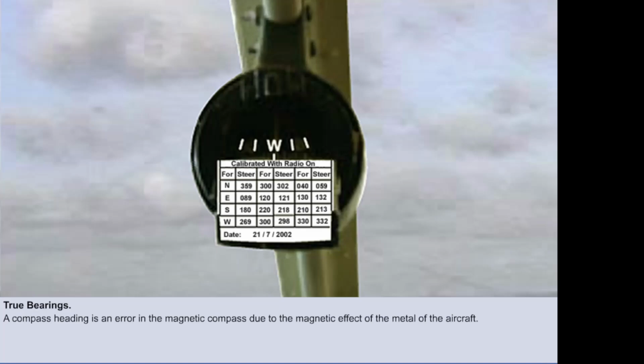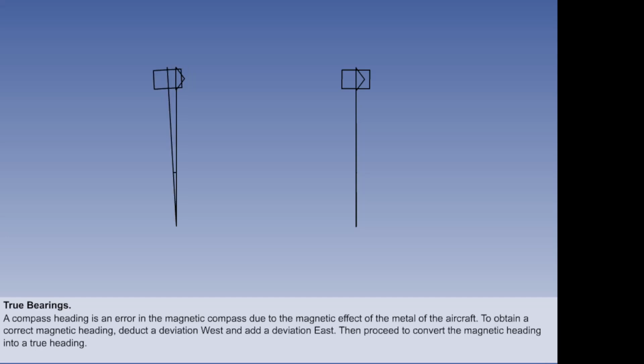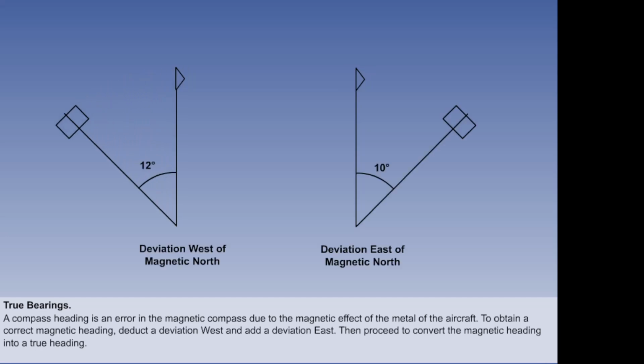Another calculation, known as deviation, may be necessary if you are given a compass heading. Deviation is an error in the magnetic compass due to the magnetic effect of the metal of the aircraft. A compass card located next to the compass states what this error is on different headings. To obtain a correct magnetic heading, deduct a deviation west and add a deviation east. Then proceed to convert the magnetic heading into a true heading.